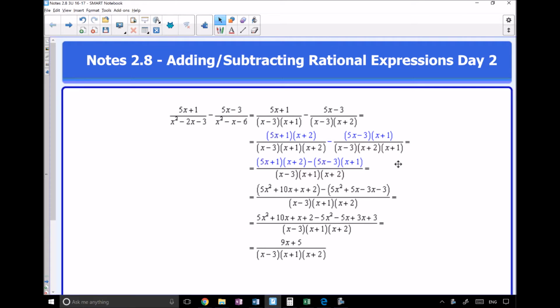Hi everyone. Notes 2.8, which are on adding and subtracting rational expressions day 2, is your last set of notes for the unit. There is no extra paper for this, so you're just going to want to take notes on your own paper. This picture right here, don't worry about it, don't get this down. This picture is just going to give you a heads up as to what to expect, because if you notice, things can get kind of complicated. This is the toughest lesson of the whole unit.